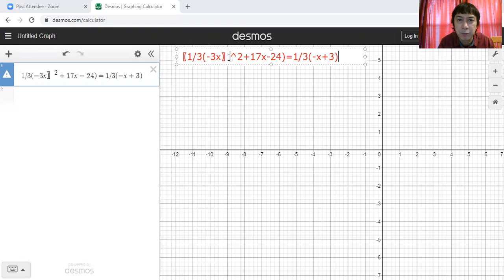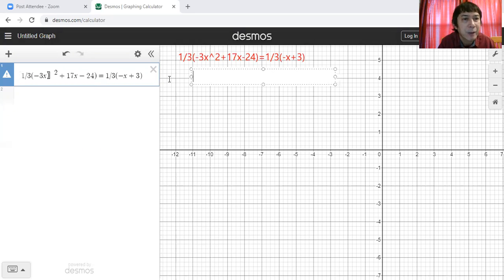And we have something like 1/3 times the quantity -3x squared plus 17x minus 24, equals 1/3 times the quantity -x plus 3. All right, so again, left side is quadratic, right side is linear. So this will now be the graphical solution. Let's proceed to the graphing.